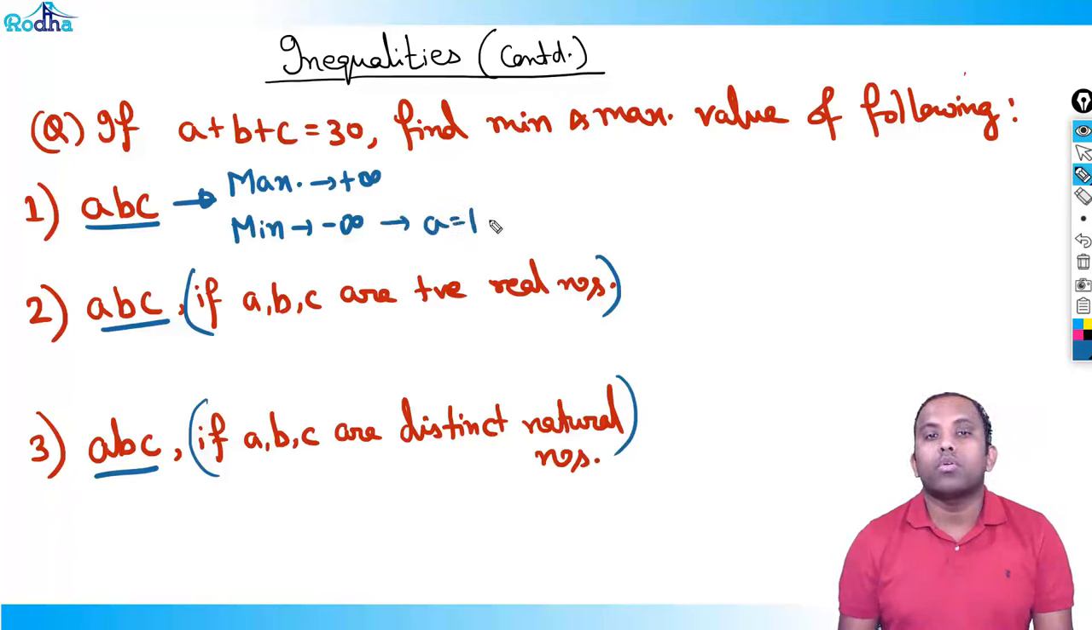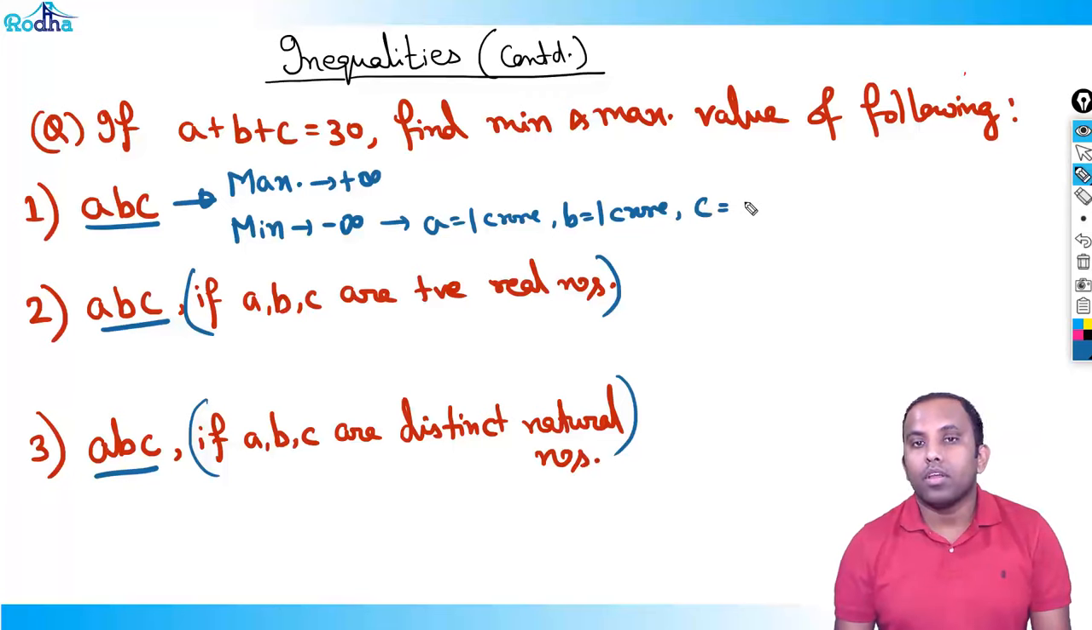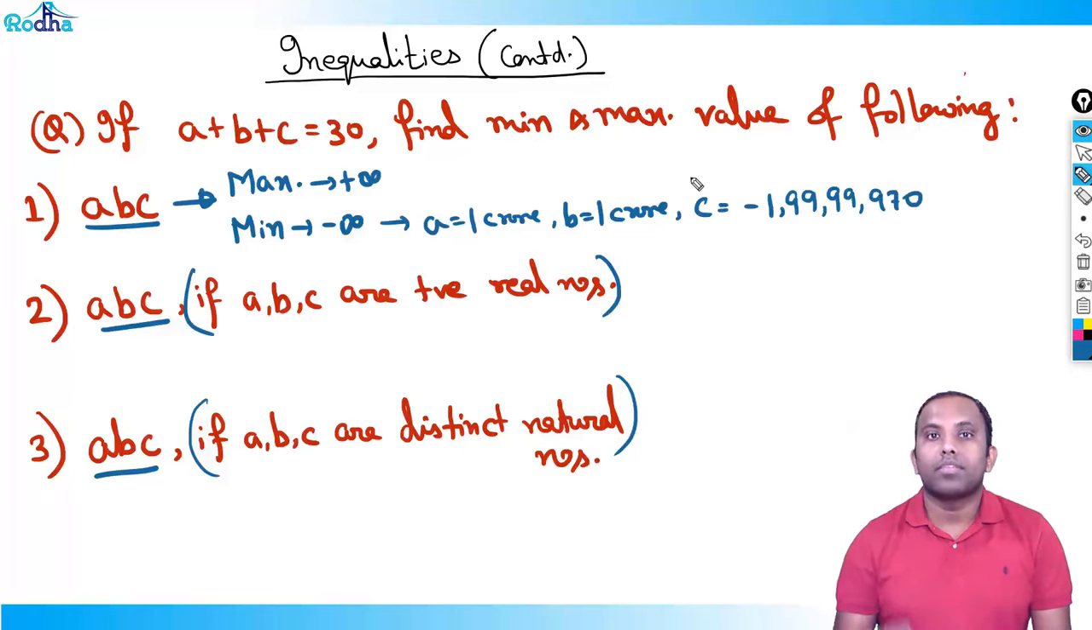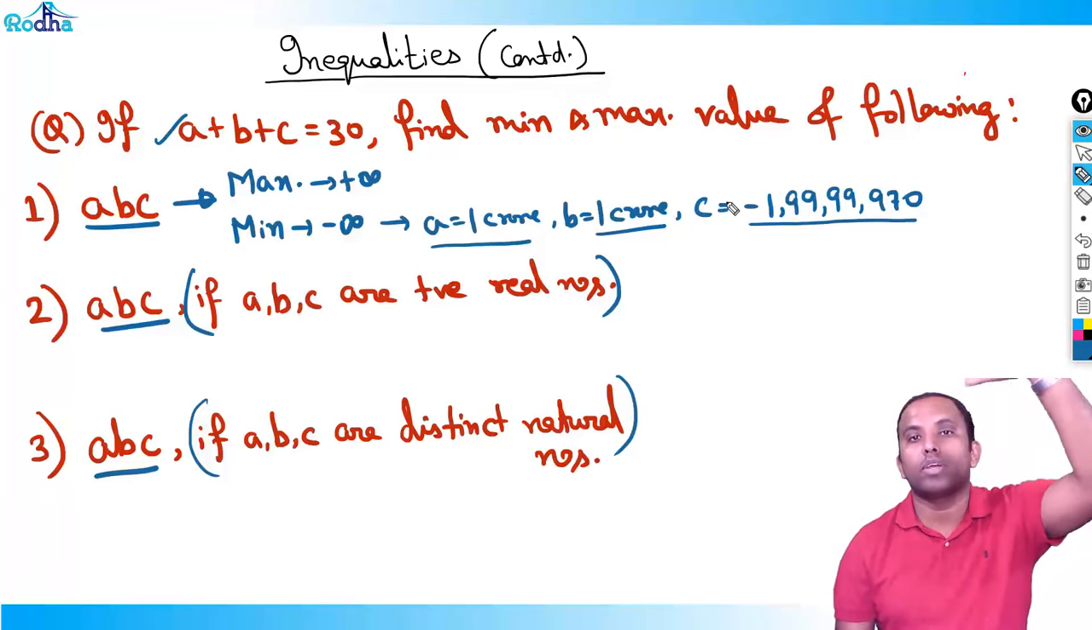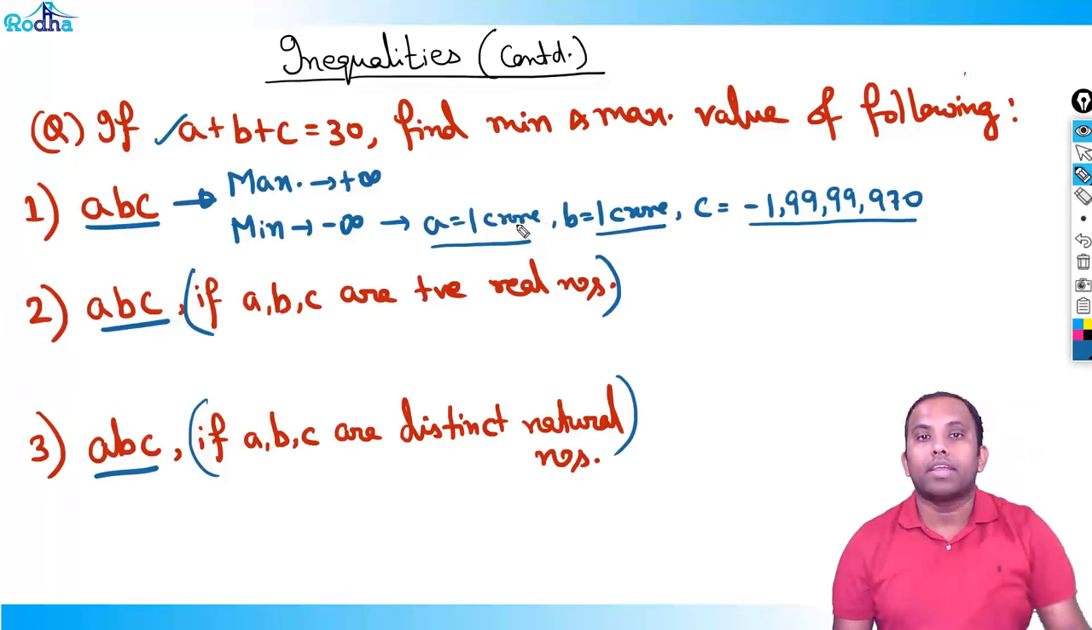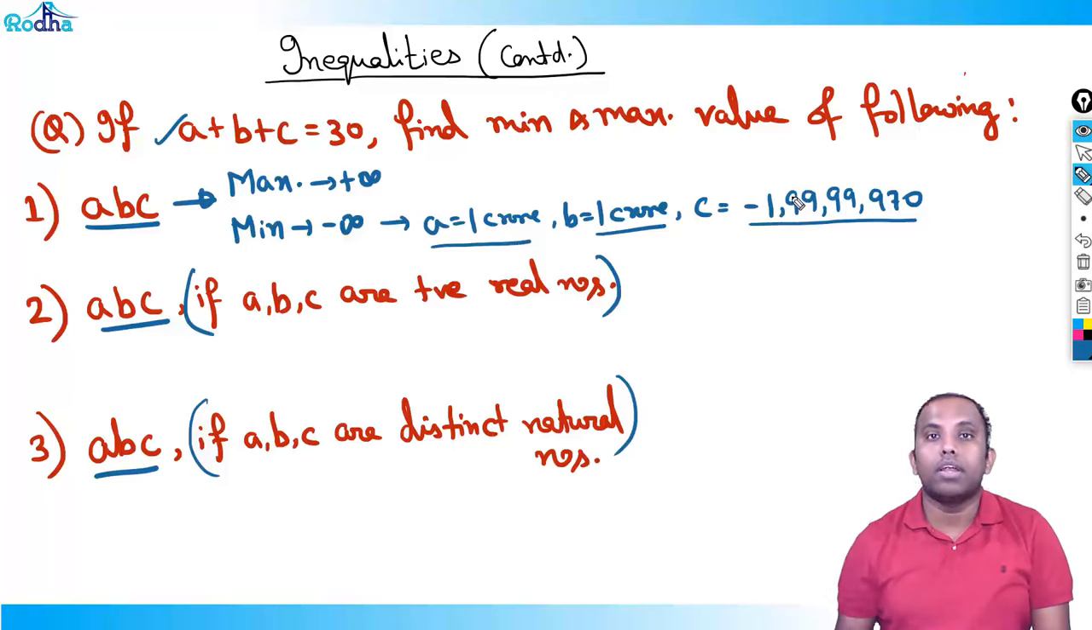So let's say a can be 1 crore, b can be 1 crore, and c can be minus 1,99,99,970, this kind of number. There's no constraint on a, b, c. So a plus b plus c will obviously give you 30. But what is a into b into c? You can assume 1 crore into 1 crore into minus almost 1 crore, so it is like minus infinity. I could also take 10 crore, and c is 9 crore 99 lakhs kind of number, where a plus b plus c is 30, with a minus sign. So obviously there's no limit to it. That's why I've written it as minus infinity.